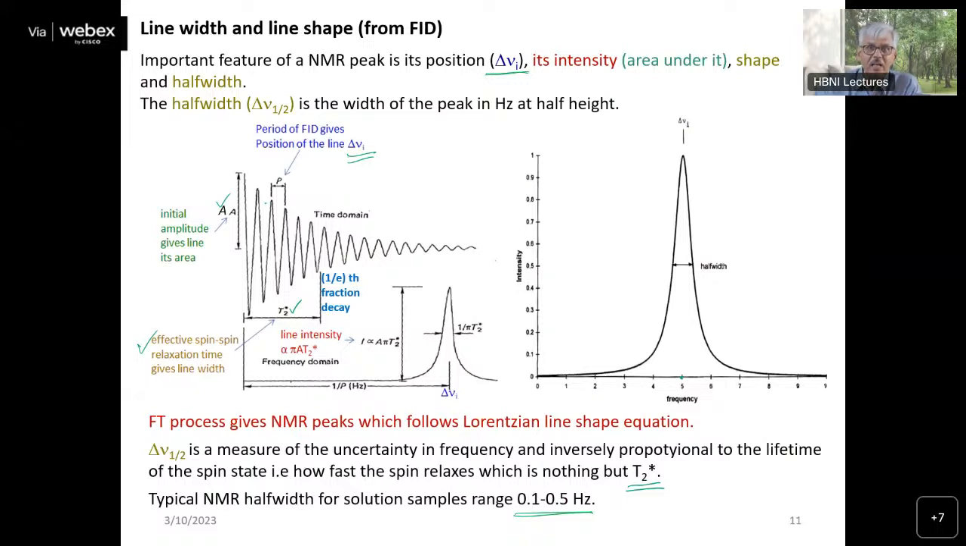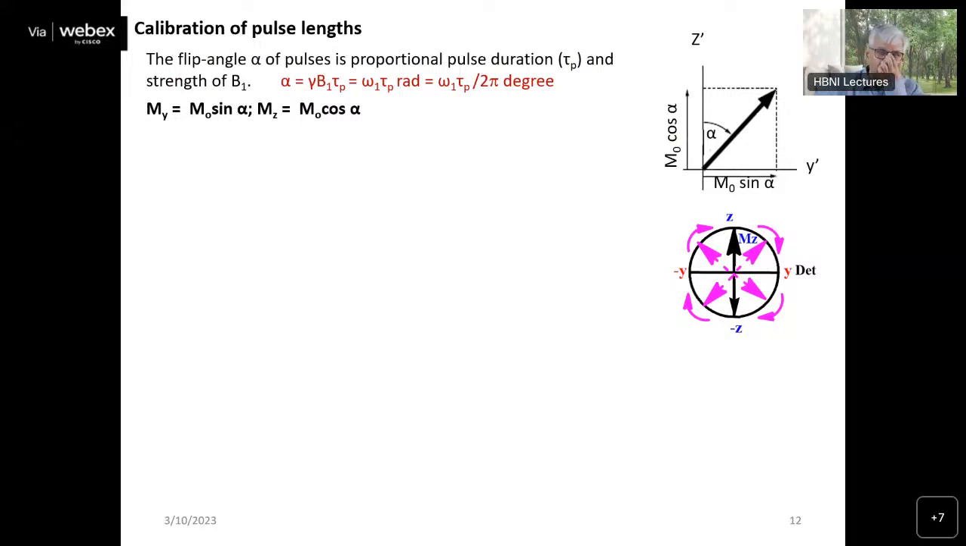Now let us see, as we were talking many times, about the pulse length. Specifically we call it a 90-degree pulse. So how do we know what the 90-degree pulse is? That is called the calibration of the pulse length. It is a very important exercise one has to do when you change a probe, sample or solvent. Specifically when you do 2D NMR, before that one must calibrate the pulse length.